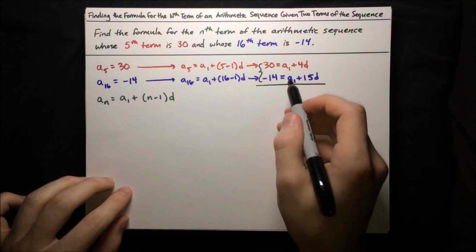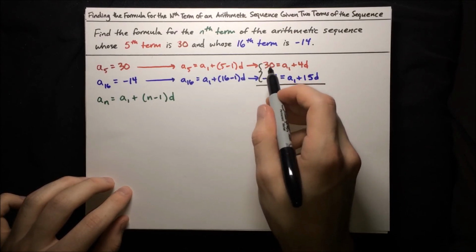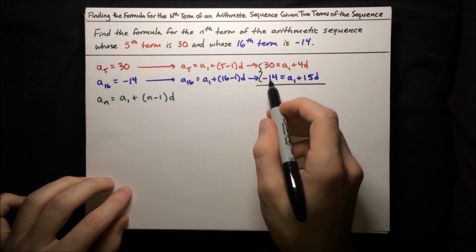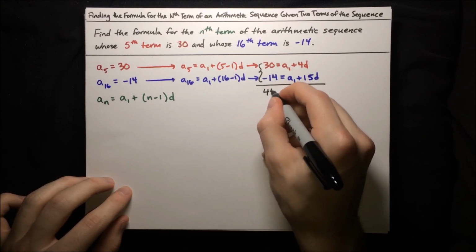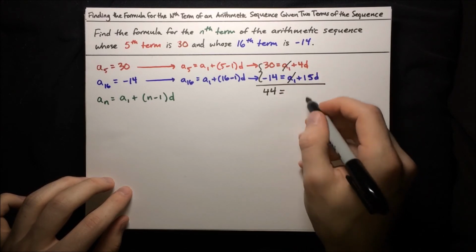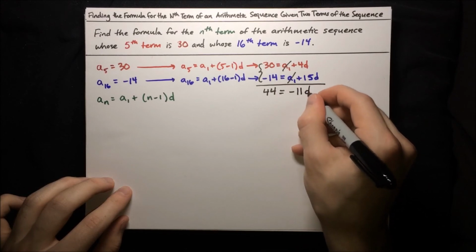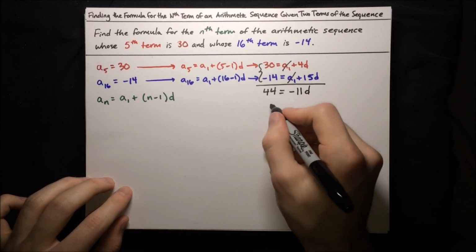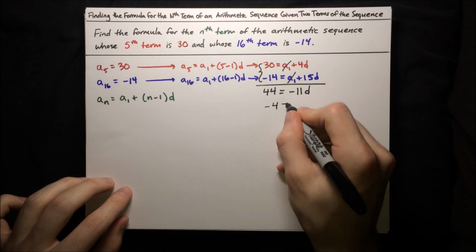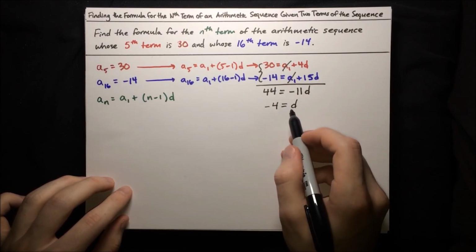So subtracting the bottom equation from the top equation, 30 minus negative 14 is like 30 plus 14, which makes 44. And then the a1s will cancel. And then 4d minus 15d is negative 11d. And then we can just divide by negative 11 and get negative 4 is equal to d. Great. And now we just need to solve for a1.